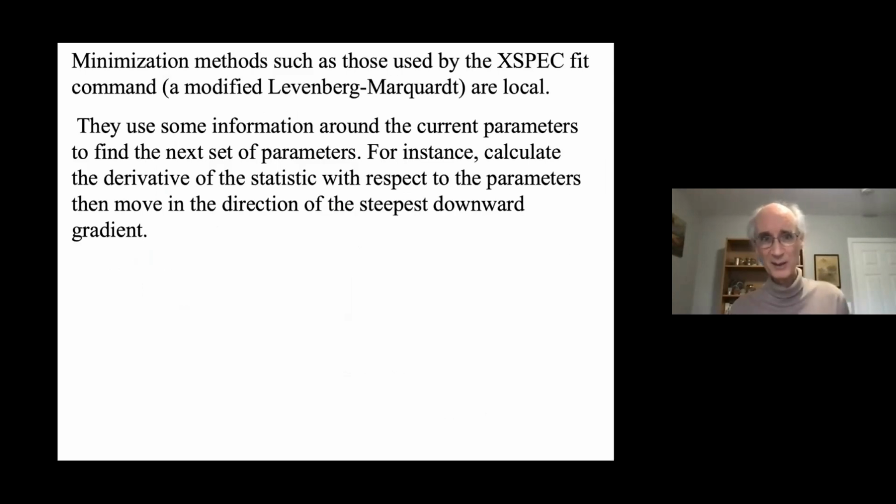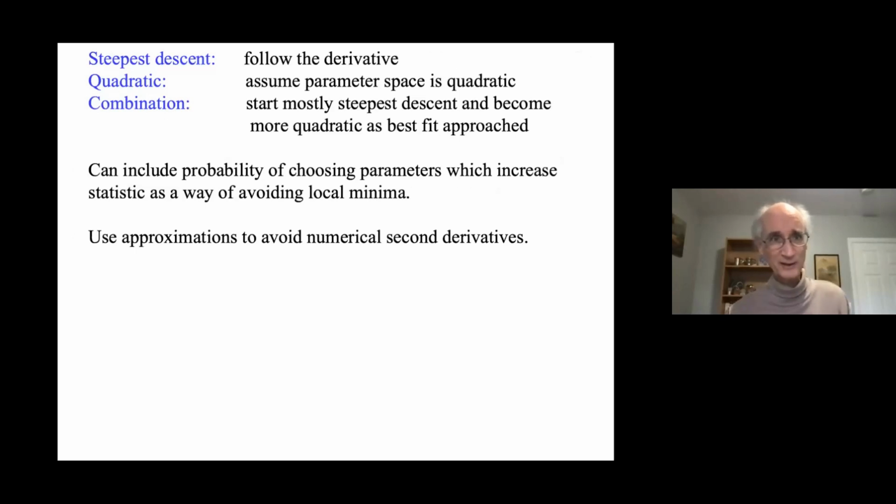You take the current parameters and you calculate the derivative of the statistic with respect to the parameters, and then you move. The simplest case is you move in the direction of the steepest downward gradient. It's actually a little more complicated than that. There are multiple ways you can do this: steepest descent, what's called quadratic, where you assume parameter space is quadratic, and then there's a combination, which in fact is what the Levenberg-Marquardt algorithm is.